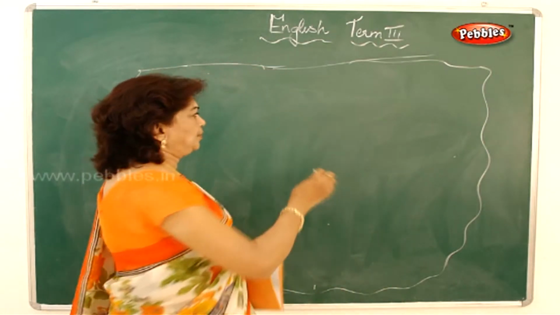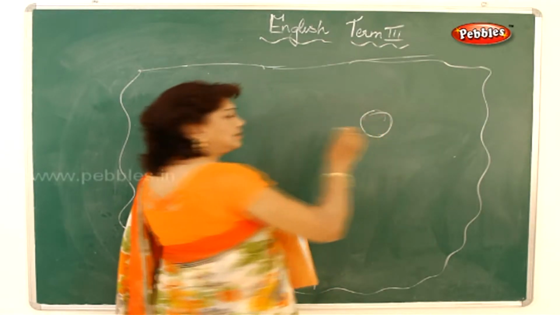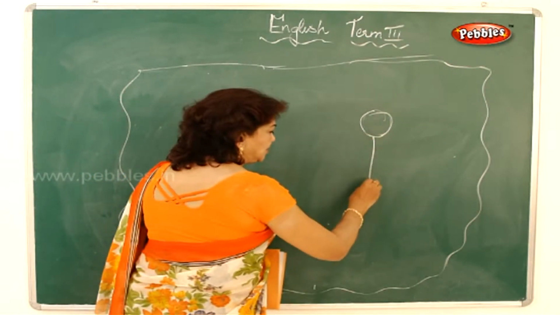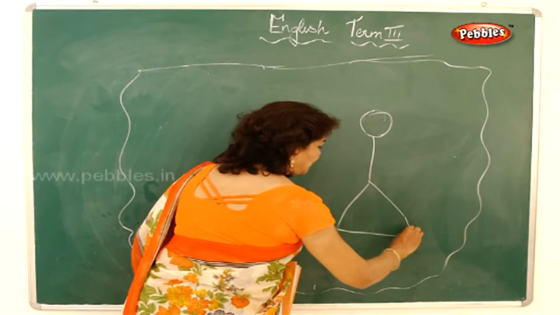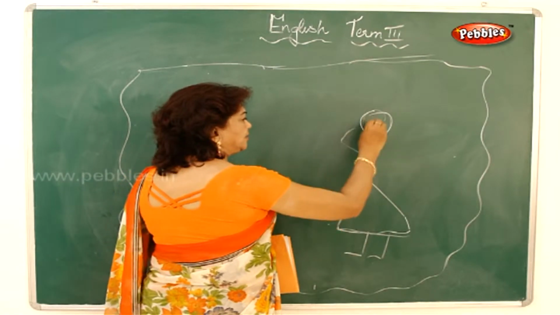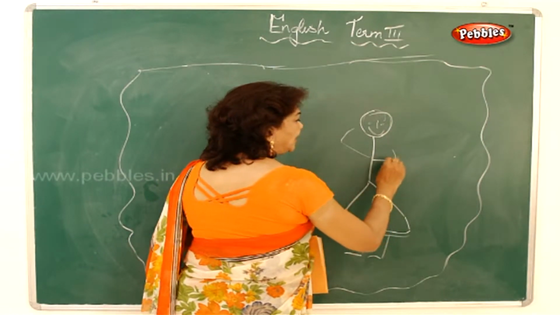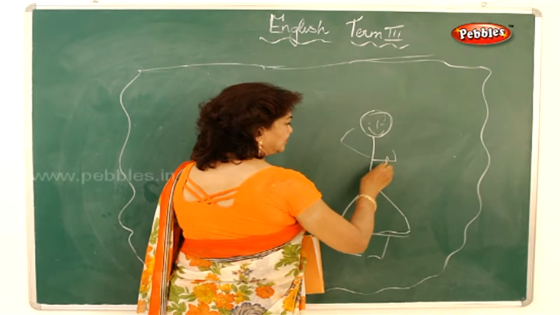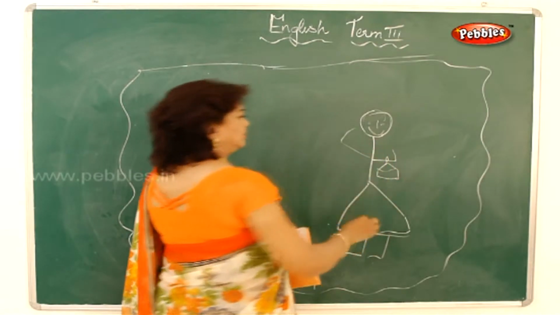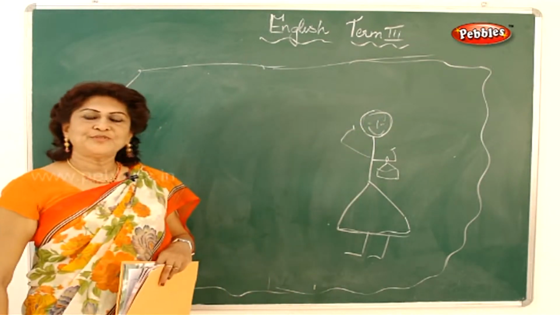First we'll draw a picture of a lady. This is just a matchstick drawing. You can take a photograph of a beautiful lady carrying a handbag. I'm just trying to help you get a picture of what you should do. Let's assume this is a beautiful lady carrying a handbag. You can see her smiling, carrying that beautiful handbag.